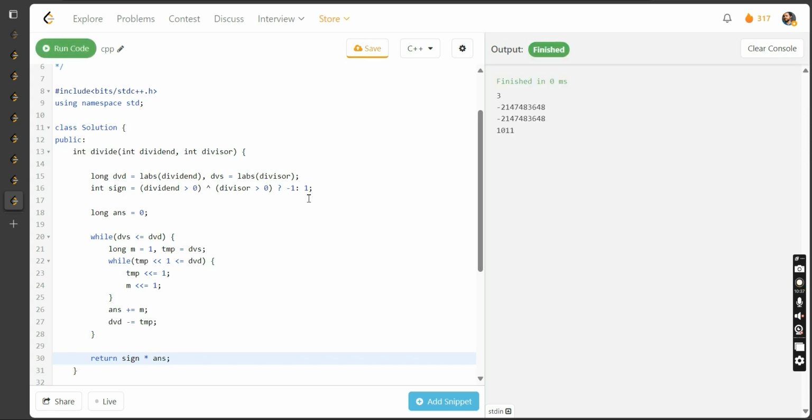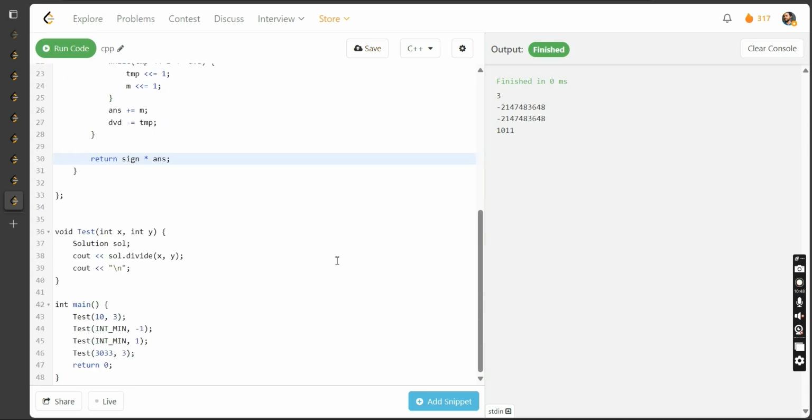Well, let's check the solutions. There is one problem. We have 4 test cases. 10 divided by 3, it's 3. Int min divided by -1 is possible, 2147483648, which is a number beyond int max. It's an overflow case that has to be handled separately. Otherwise, int min divided by 1, which is basically int min, and 3033 divided by 3, which is 1011.